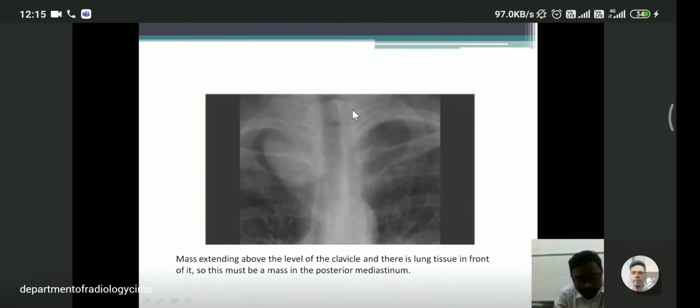Here's another example. We can see there is a mass lesion that is above the clavicle. So this is likely to be a posterior mediastinal mass.